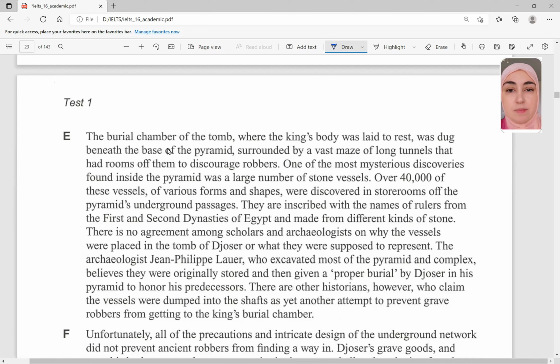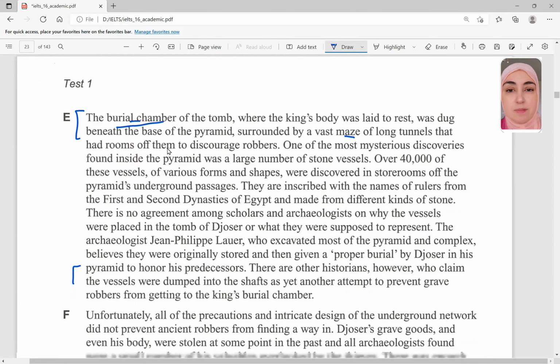Again, the same technique, reading the first 2 lines and the last 2 lines or the last sentence. The burial chamber, now talking about the burial chamber of the tomb where the king's body was laid to rest, was dug beneath the base of the pyramid, surrounded by a vast maze of long tunnels that had rooms off them to discard robbers. Okay, they're talking about what here? They're talking about the inside of the building, right? What is inside? There is a maze. The tomb was built under the pyramid, etc., etc.